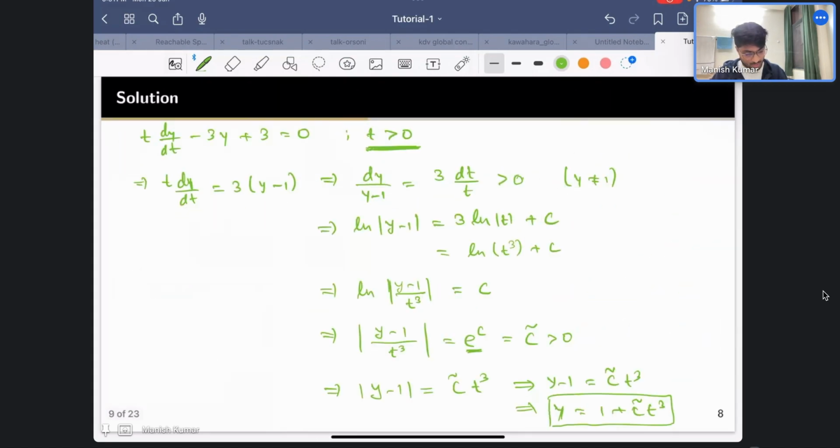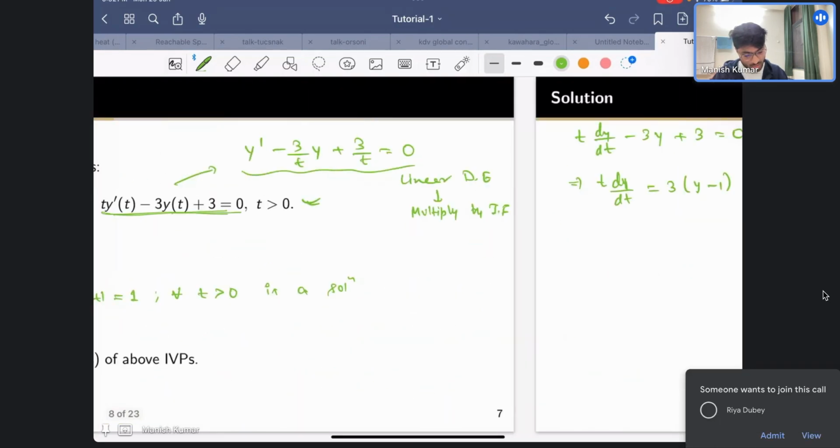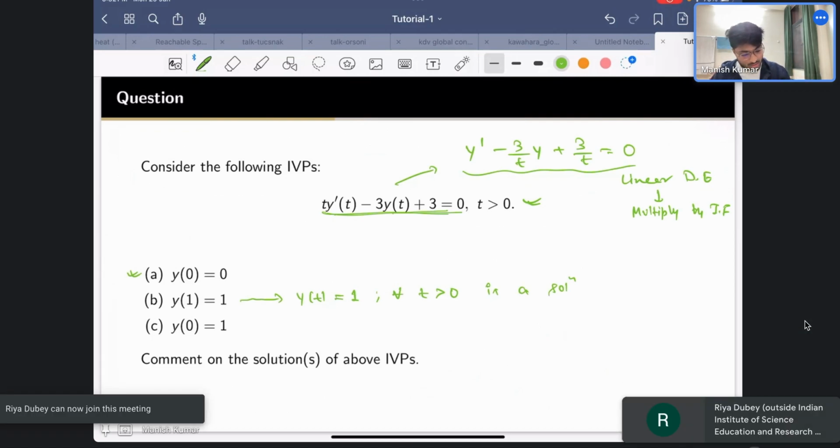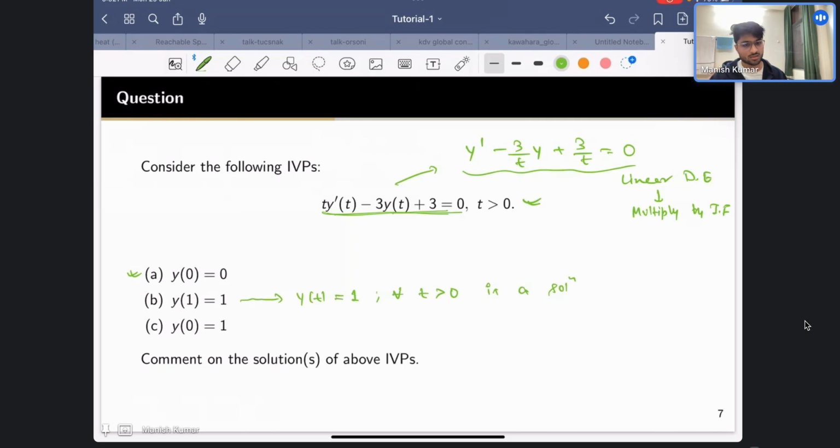Okay, so in this problem, what we saw is that the differential equation remains the same in all the situations. What we are changing is the initial condition, right? So the IVP is changing in all the three cases, and the solution we are getting is also different in all these cases, right?